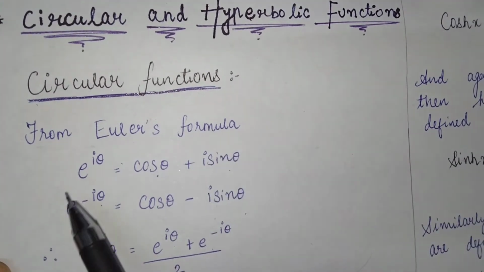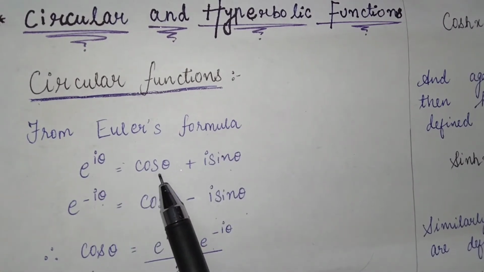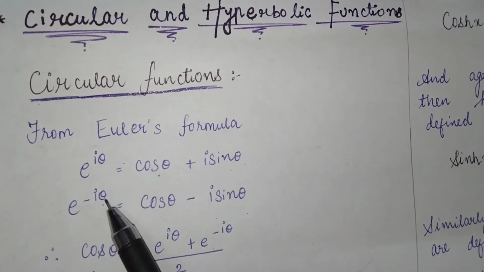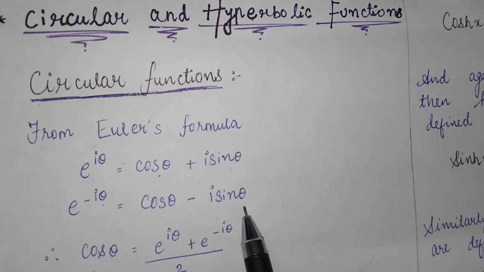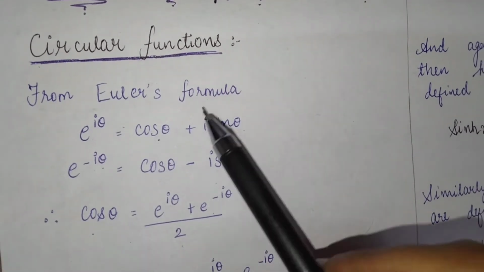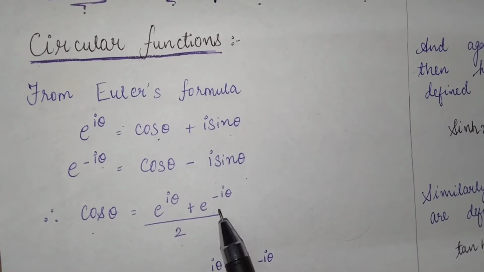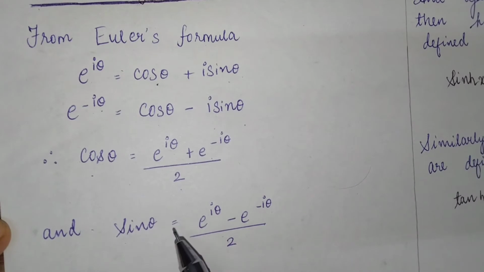Now from Euler's formula we know that e raised to i theta is equal to cos theta plus i sin theta. But if e raised to minus i theta is there, then we get cos theta minus i sin theta. And from this we get cos theta is equal to e raised to i theta plus e raised to minus i theta by 2, and sin theta is equal to e raised to i theta minus e raised to minus i theta by 2. Okay?